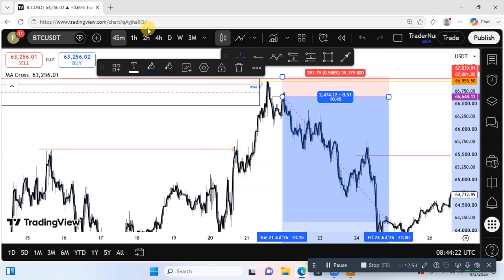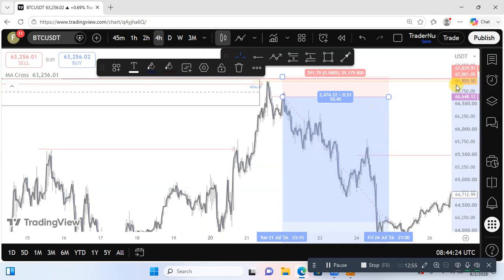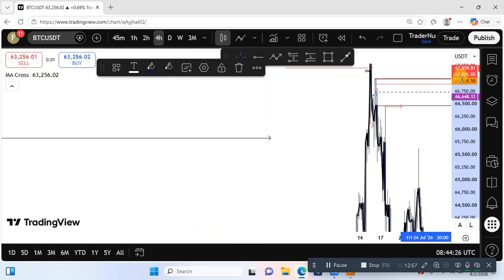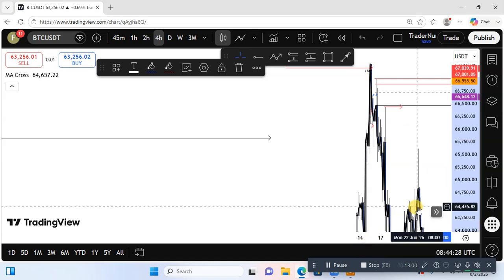So price tapped and started coming down. If we go back to the 4 hours, when price started coming down, that's just it. We have gotten our first entry there.